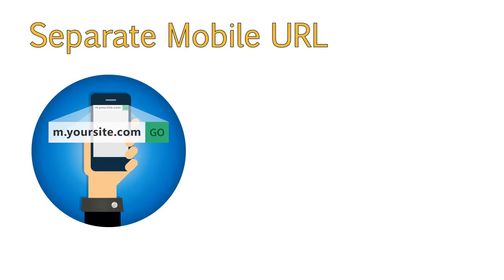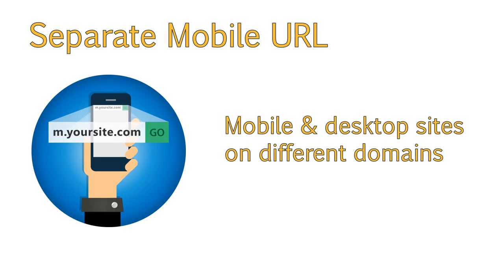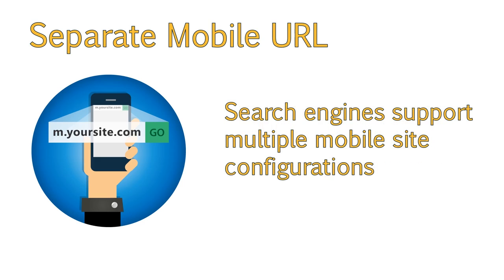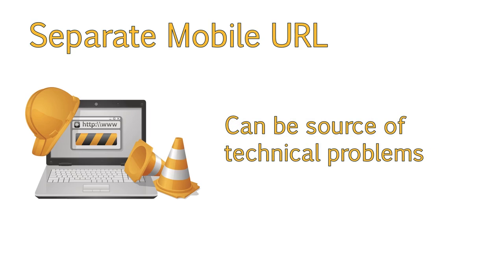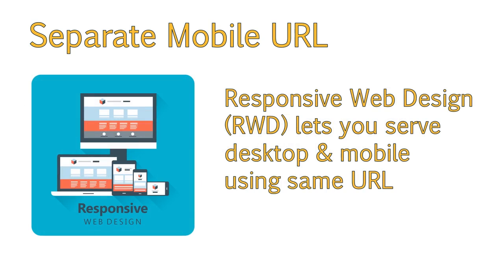Common issue number 2 is implementing a mobile site on a different domain, subdomain, or subdirectory from the desktop site. Multiple mobile site configurations are supported by the search engines, but creating separate mobile URLs increases the amount of work for maintenance, updating, and can be a source of technical problems. The solution here is to use responsive web design, serving desktop and mobile on the same URL.